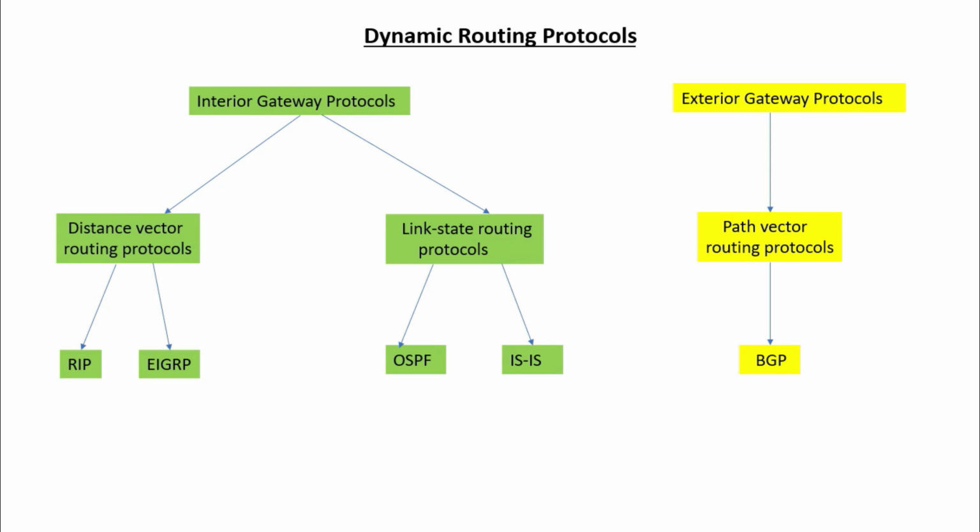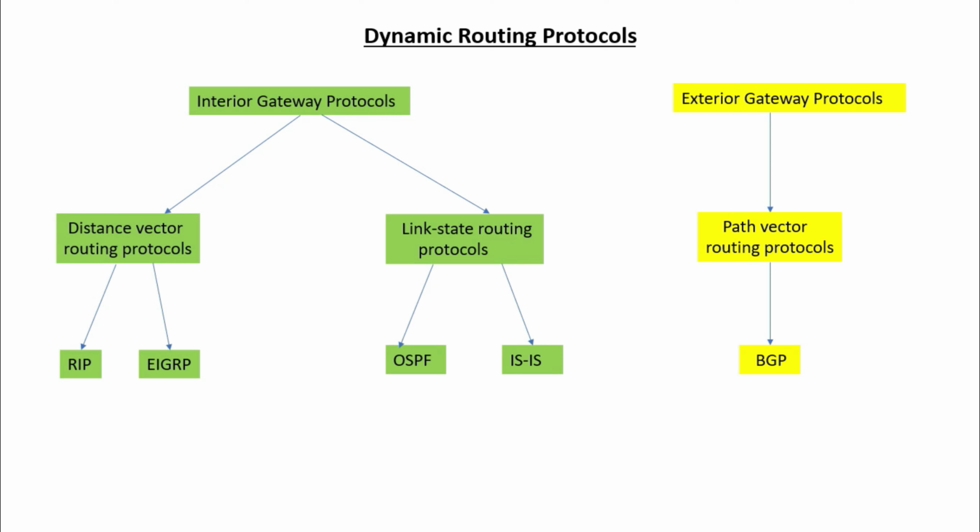And those are grouped into two categories, as you can see here. In the green, you have the interior gateway protocols. These usually happen in your LAN, and they split up into two categories. You have distance vector routing protocols, which include RIP, IGRP, and EIGRP.